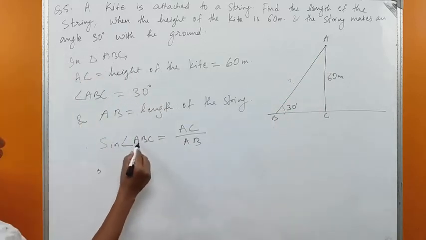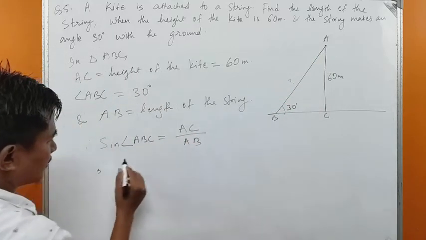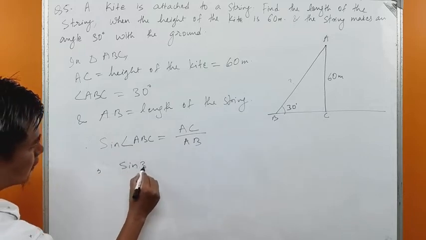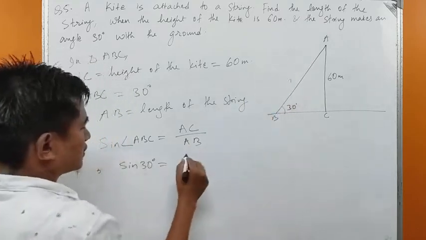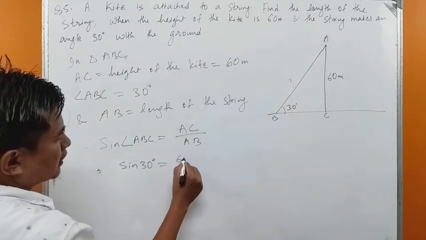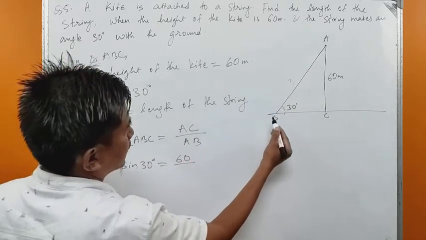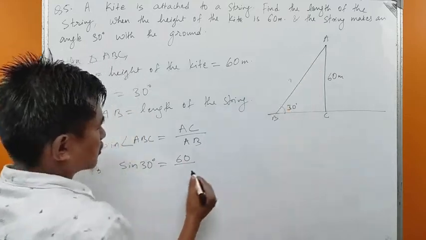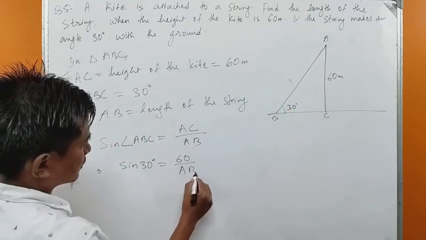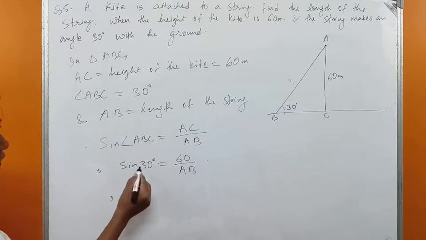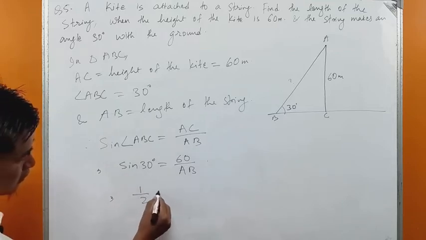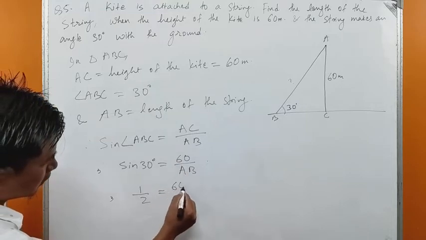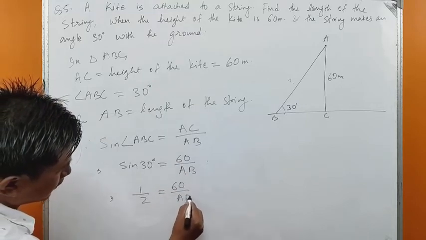So sine of ABC is 30 degree. So sine 30 degree equals AC is given to us. What is AC? AC is 60 upon AB. AB is not given to us. We are asked to find AB, isn't it? Now what is the value of sine 30? Sine 30 is 1 by 2, isn't it? So this is 60 upon AB.